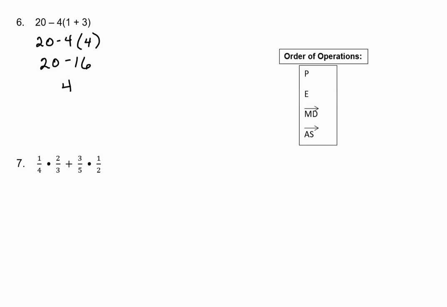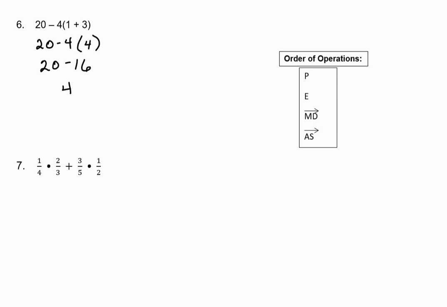Okay, and again, be careful. It's very easy to want to do this 20 minus 4 first. You know, people want to start from left and go to right and do everything from left to right, but we have to follow our order of operations.